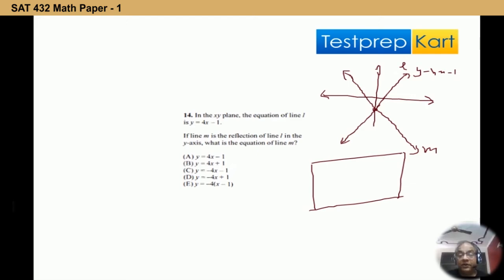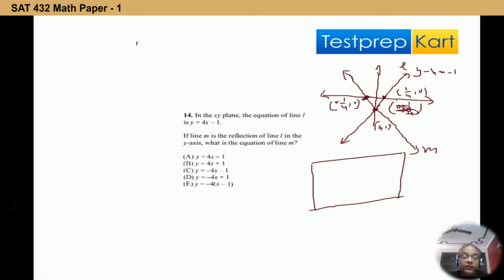Now this point was 0, 1 by 4. So by the symmetry, this point was 1 by 4, comma 0, so this will be negative 1 by 4, comma 0, because it's a reflection, correct? Negative 1 by 4, 0. Now this point was 0, comma negative 1, so it will remain as 0, negative 1 only. So what will be the equation of the line?